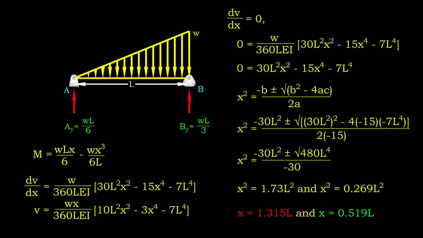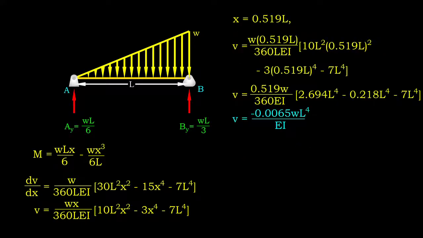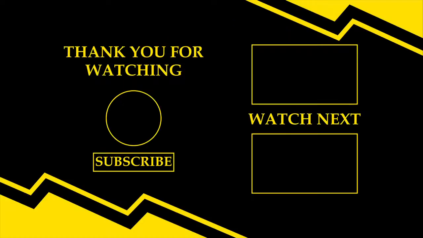As a result, maximum displacement occurs at 0.519L from support A. By substituting this value of x into the displacement function, we obtain the formula for maximum displacement. Negative displacement value denotes the beam is deflecting downward, while negative slope means the beam is rotating in clockwise direction.